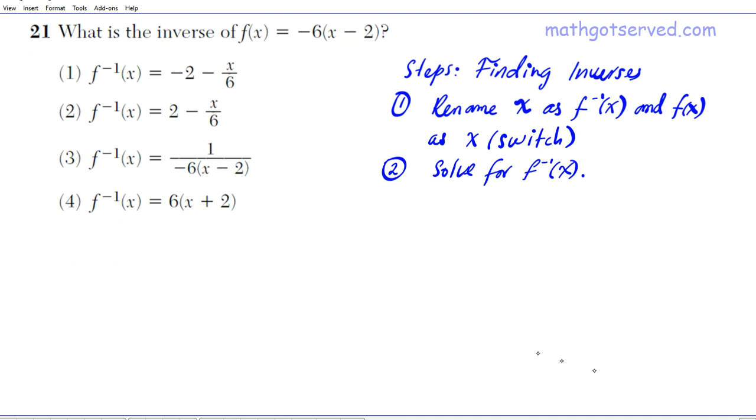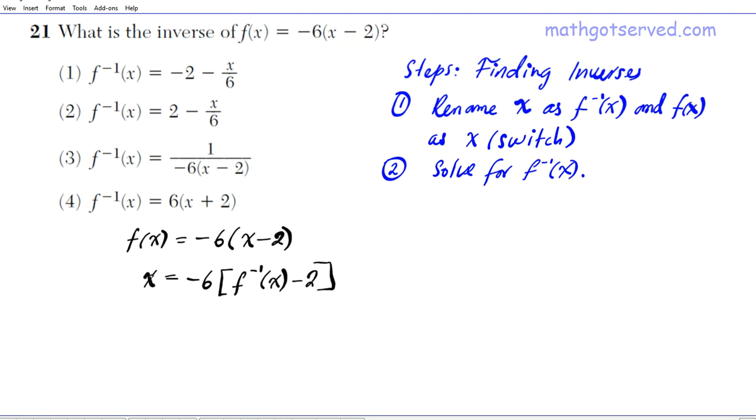We have the following situation. f of x equals negative 6 times the quantity x minus 2. We're going to carry out the switch step. f of x will be called x, and then negative 6 times, instead of x, we have f inverse of x. So we're basically calling the input the output. The input, we're calling it the inverse of the original output, and we're calling the output the input. So let's solve for the new output, and that will be our inverse.